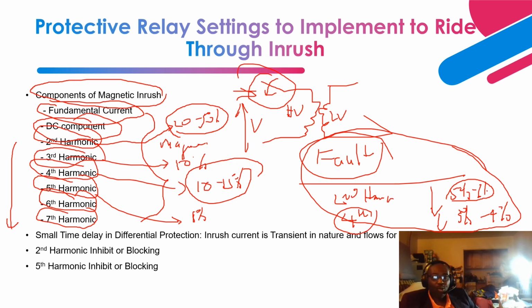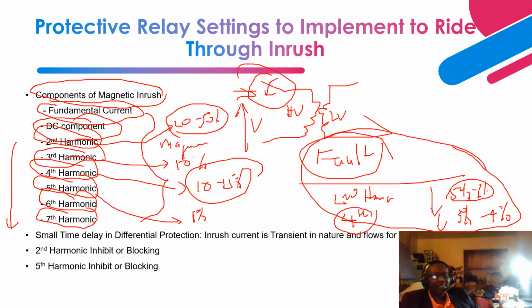So I can utilize a setting of about 20% in the differential relay, and 10% for the fourth harmonic, to inhibit, basically prevent tripping of the differential relay, so that I can ride through my transformer during energization. So that is how the protective relay is able to distinguish between a magnetic inrush condition and an actual fault condition.